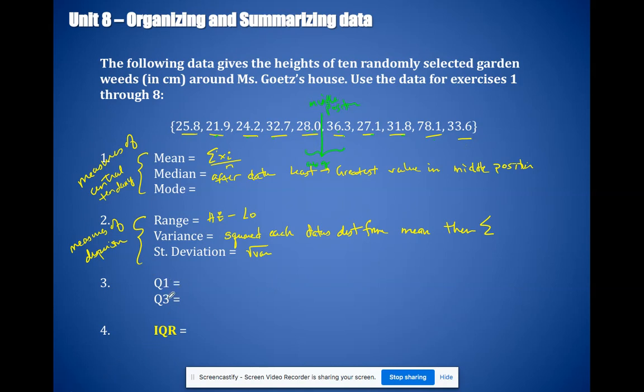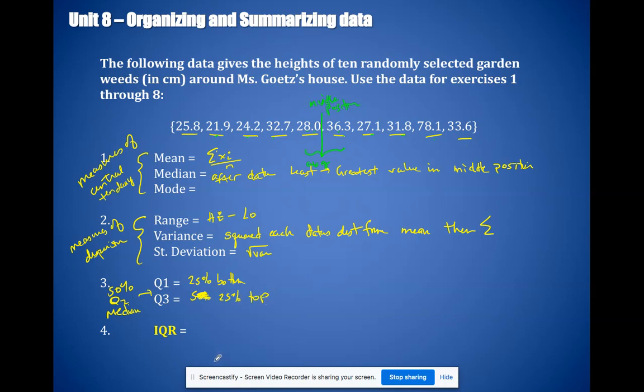Quartiles. Quartile 1, you might say, well, where's quartile 2? Don't leave out quartile 2. Quartile 2 is the median. So in quartile 1, you have the bottom 25% of the data. Quartile 2 is 50% of the data, on either side of the median. That's quartile 2. And quartile 3 is the top 25% of your data.